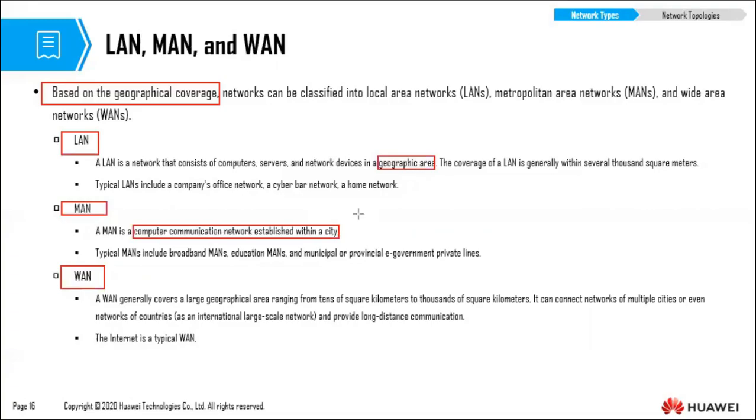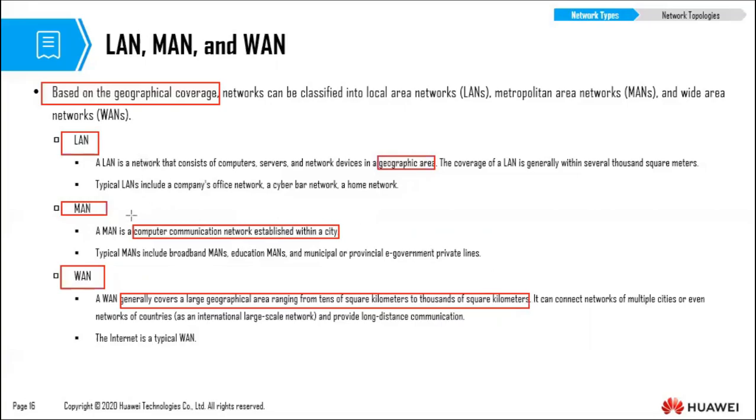On the other hand, when you interconnect computers within, for example, a city or a county, you see now you're interconnecting several LANs together. Then that is what you call a MAN. On the other hand, a WAN will interconnect counties together, interconnect countries together, or even continents together. That is what you call a wide area network.